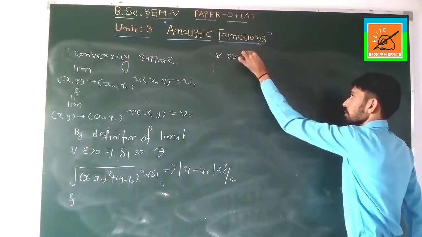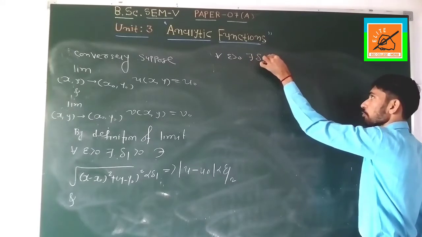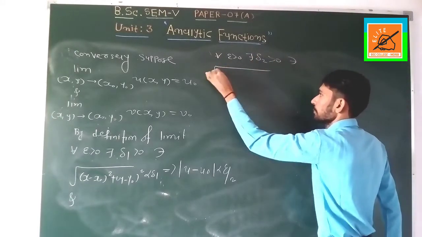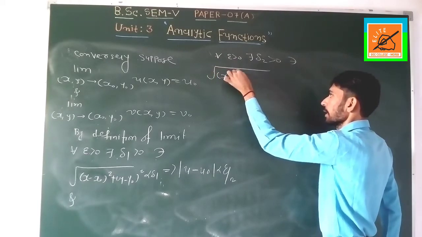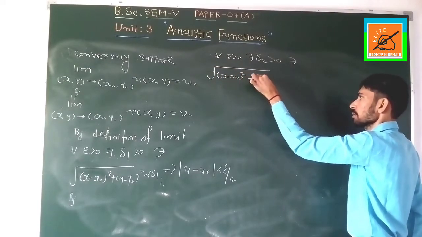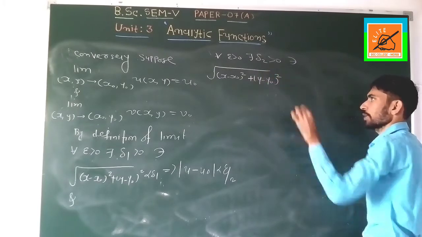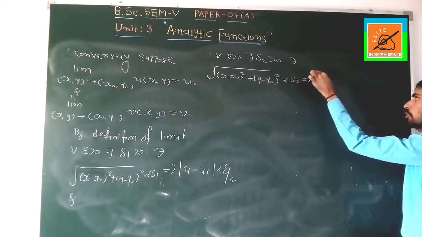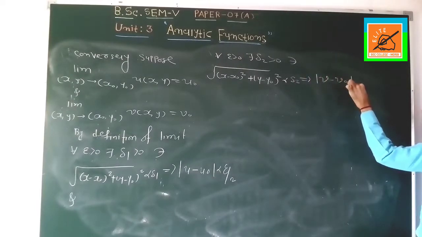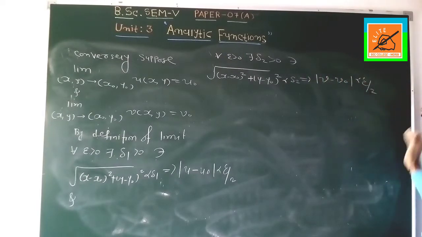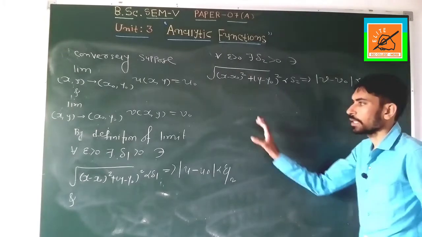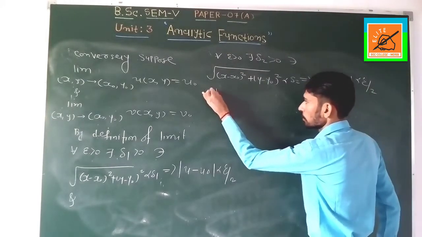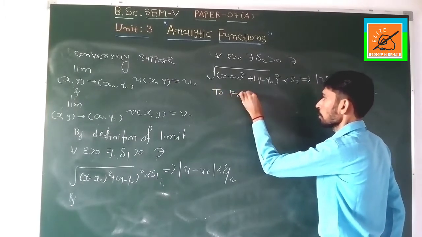And similarly we write the definition for the second: for every epsilon greater than 0 there exists delta 2 greater than 0 such that under root x minus x0 square plus y minus y0 square less than delta 2 implies mod v minus v0 less than epsilon by 2. Here we just apply the definition of the limit. Now to prove, તો આપણે પ્રૂફ શું કરવાનું છે?